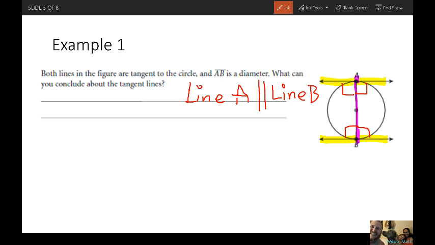Okay, so these guys are parallel. They'll never cross one another.